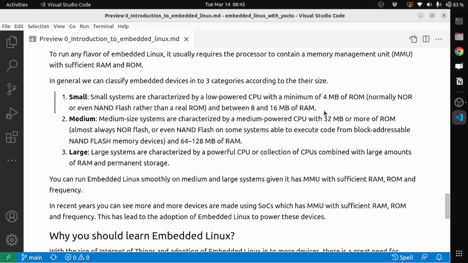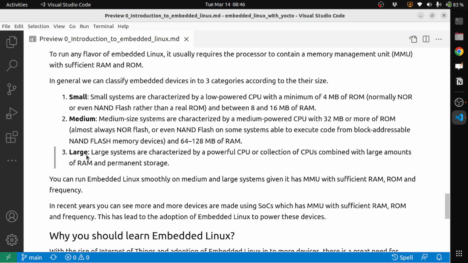The medium sized systems are characterized by a medium powered CPU with 32 MB or more of ROM, almost always NOR flash or even NAND flash on some systems, able to execute code from block addressable NAND flash memory devices, and 64 to 128 MB of RAM.